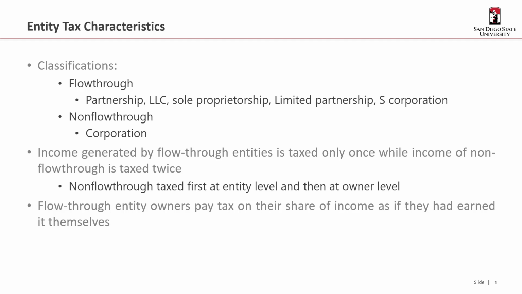So flow-through entities are things like partnerships, LLCs, sole proprietorships, limited partnerships, S corporations. Those are all flow-through entities. The primary non-flow-through entity is a corporation. So income generated by a flow-through entity is taxed only once, while income of a non-flow-through is taxed twice. So a non-flow-through is taxed first at the entity level and then at the owner level. Flow-through entity owners, on the other hand, pay tax on their share of the income as if it had been earned by them. So it's just reported straight through on their own individual tax returns.